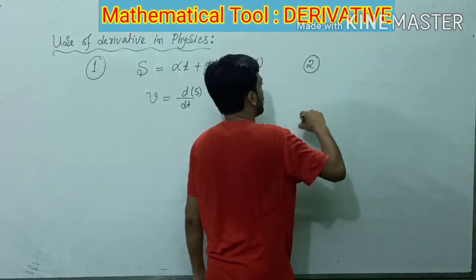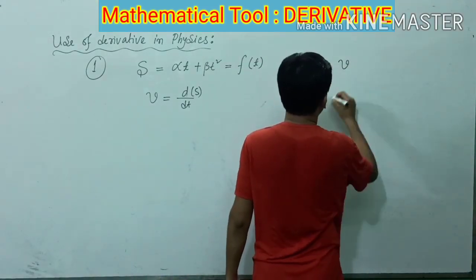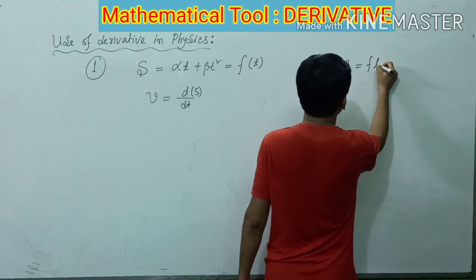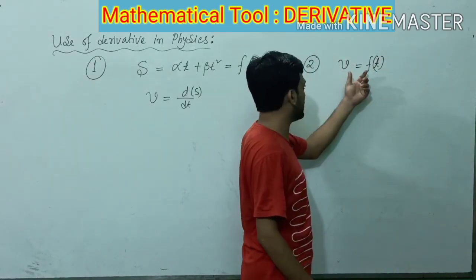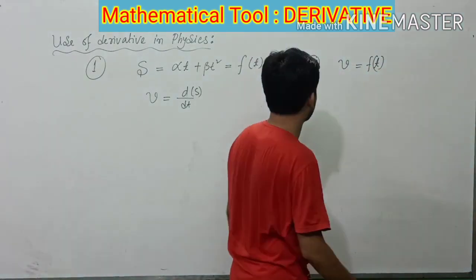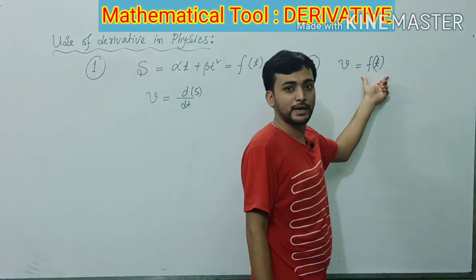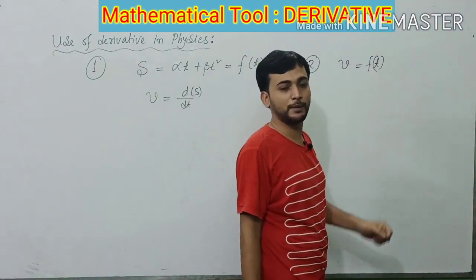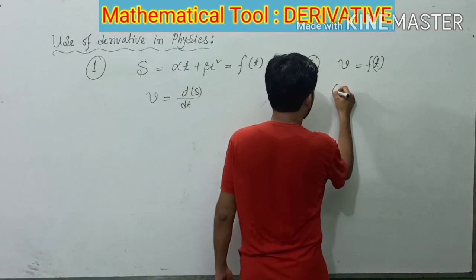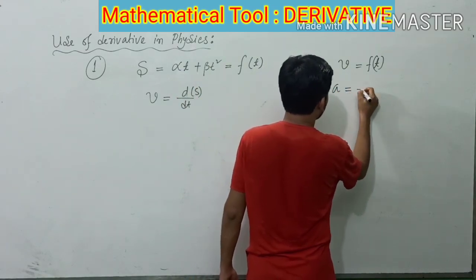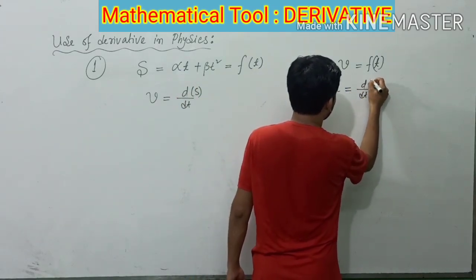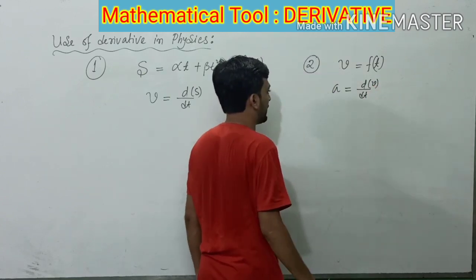Suppose we have been provided with the expression of velocity in terms of time t. This can be written as v is equal to a function of t. Understood? Function of t means any expression that will involve time t, like this. So the acceleration of the body will be the derivative of velocity with respect to time t.